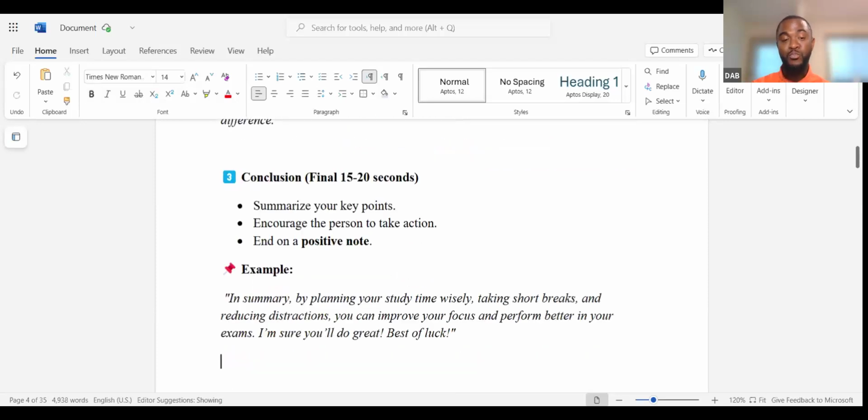If you have any question as I'm moving on, you can ask. For example, after giving the person advice, you can go this way. In summary, by planning your study wisely, taking short breaks, and reducing distractions, you can improve your focus and perform better in your exams.